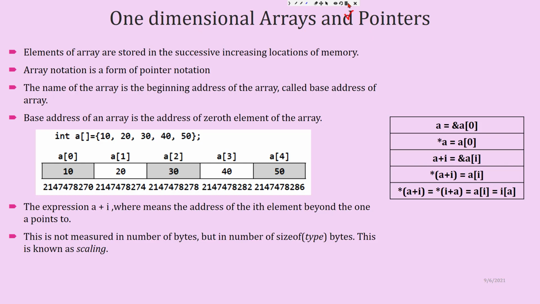One-dimensional arrays and pointers. Elements of an array are stored in successive increasing locations of memory. I already told you, when we declare an array, some space will be allocated in contiguous memory locations. Array notation is a form of pointer notation. This point will be clear after studying these things. The name of the array is the beginning address of the array, called the base address of the array. The base address of an array is the address of the 0th element of the array.